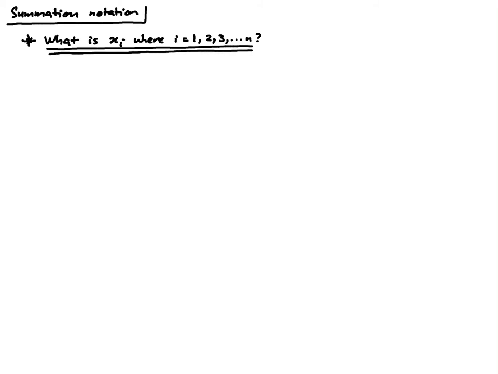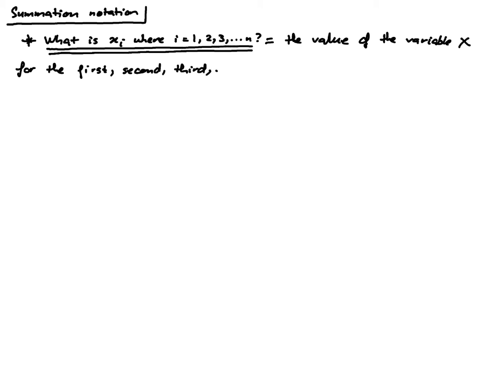The notation x sub i, where i is 1, 2, 3, all the way to n, is just the value of the variable x for the first, second, third, all the way to nth observation.